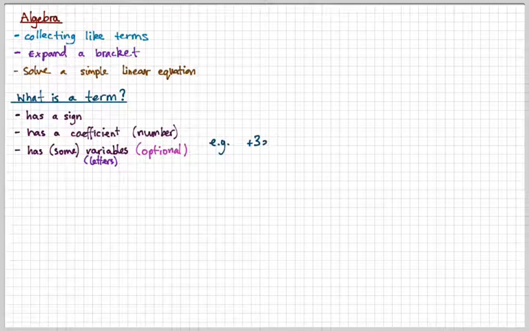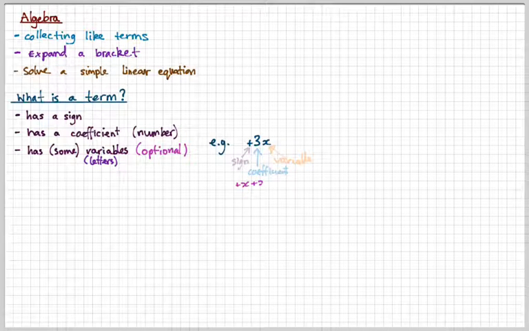So here's an example. Plus 3x. So let's check that we have everything in our definition of a term. We have a sign, the positive sign. We have a number, 3, this is the coefficient. And we have the variable x, which is the letter. So we have everything, and this is a term.